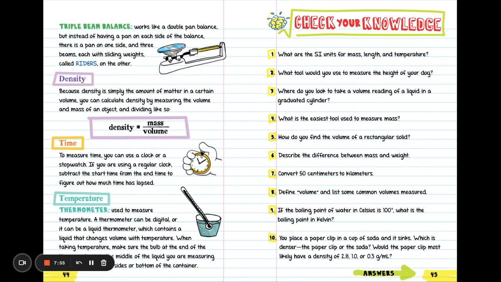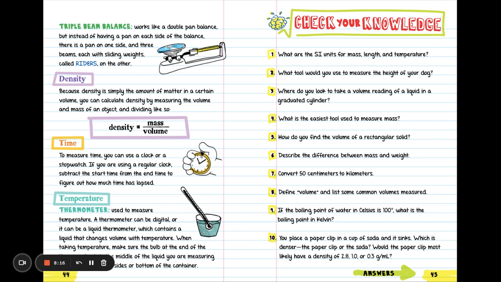Triple beam balance works like a double pan balance, but instead of having a pan on each side of the balance, there is a pan on one side and 3 beams, each with sliding weights called riders, on the other. Density. Because density is simply the amount of matter in a certain volume, you can calculate density by measuring the volume and mass of an object and dividing like so. Density equals mass divided by volume.